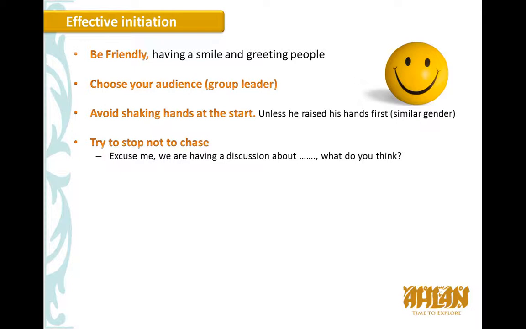Examples of what to say. You are standing over there with a pamphlet in your hands, and what to say? For example, excuse me, we're having a discussion about the purpose of life. What do you think about that? We are having a discussion about, for example, happiness. What do you think about that? What are your thoughts about Islam? This is another option that you can ask directly about Islam.